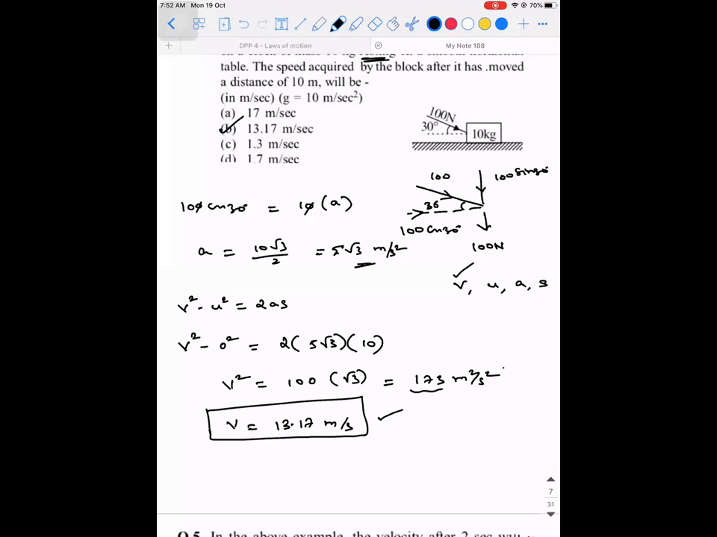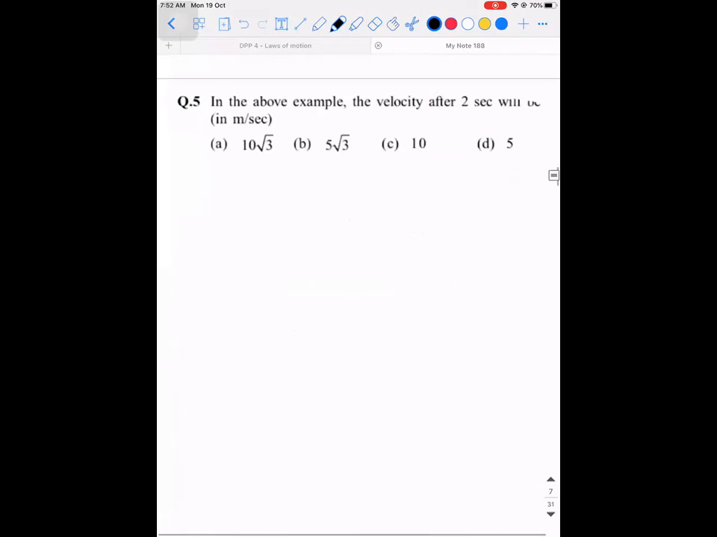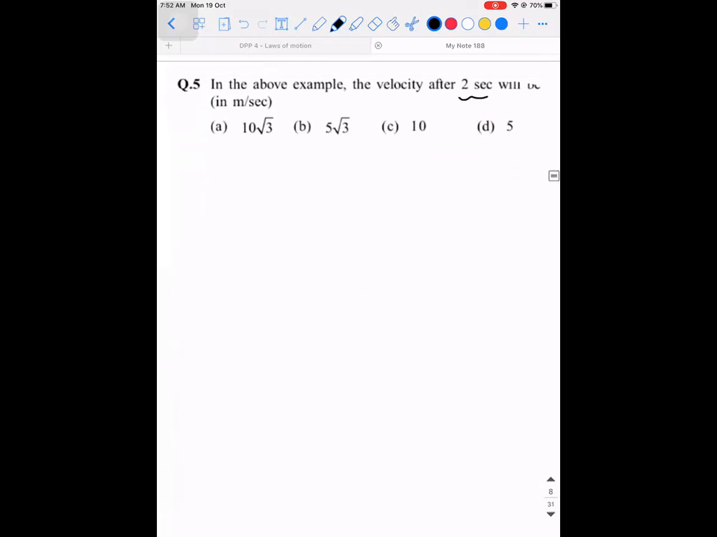I'm going to the next problem. So in the above example, the velocity after 2 seconds will be how much? Simple. V is equal to u plus at wherever time is involved. U is 0. So V is equal to u plus acceleration, which is 5 root 3, into time, which is 2. So 10 root 3, or 10 into 1.73, 17.3. So there you directly have 10 root 3. That's the answer.